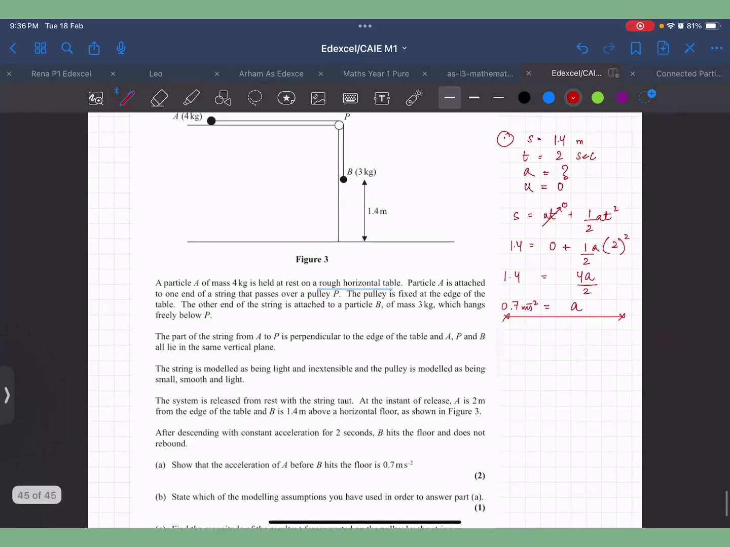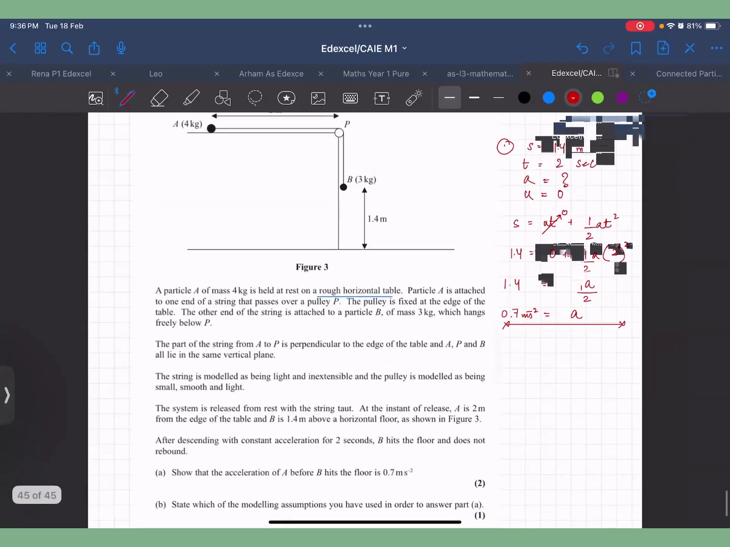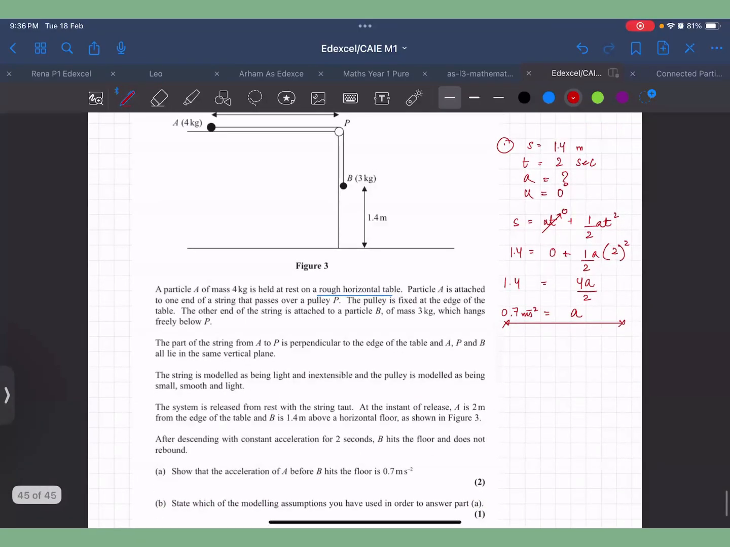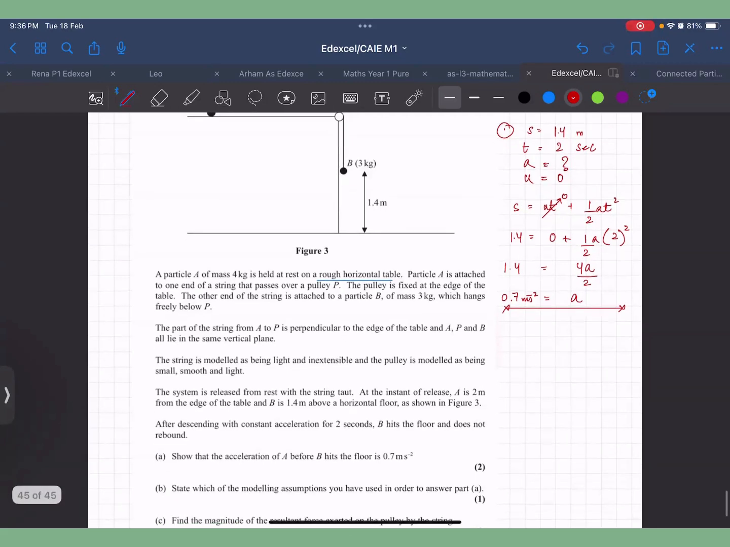State which of the modeling assumptions you have used in order to answer your part A. With a modeling assumption, this is a particle, a point particle. Acceleration is constant. We haven't taken friction into consideration, right?